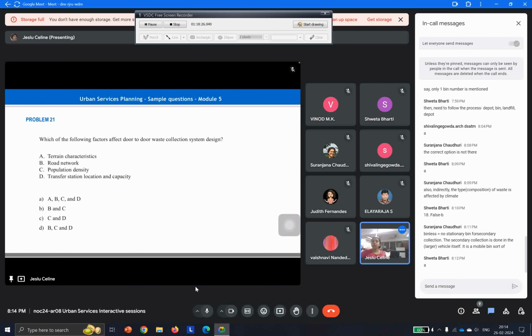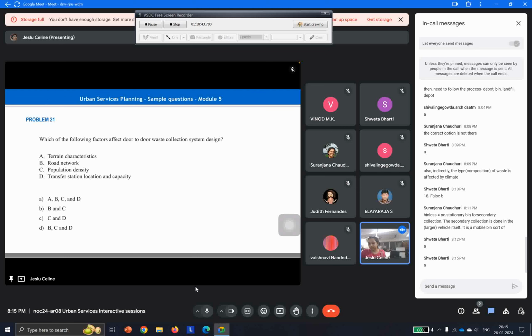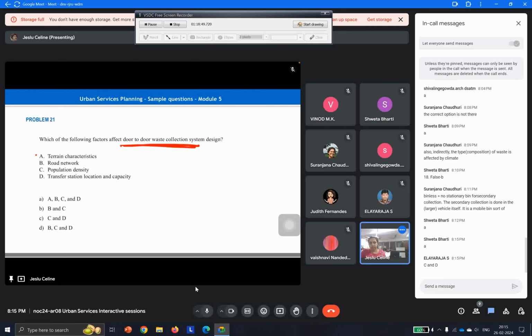Problem 21. Which of the following factors affect door-to-door waste collection system design? A, terrain characteristics, road network, population density, transfer station location, and capacity. We've discussed a similar question, so this can be answered easily. Terrain characteristics, yes, A, it influences. Somebody says C and D, okay, but terrain characteristics also influence the door-to-door collection system because based on the terrain of the region, we need to plan the vehicle. We are talking about the system over here, which means it involves both the vehicle which is being used and the whole composition, routing, everything.